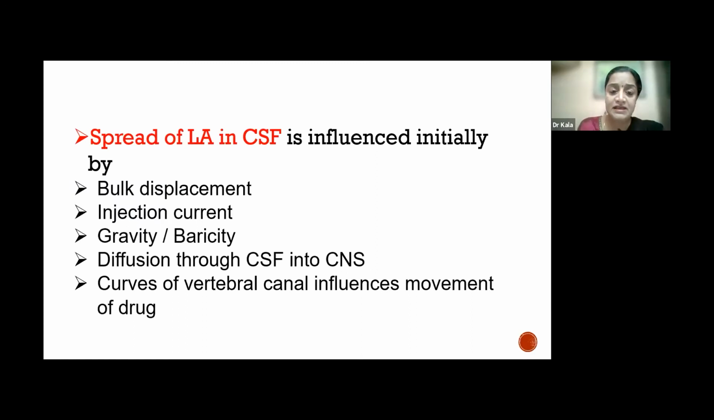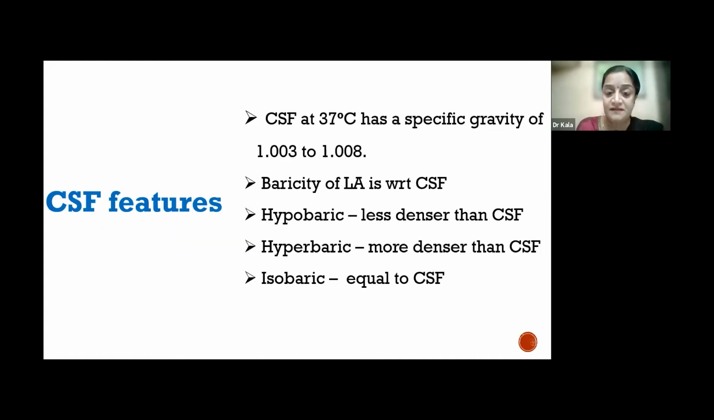Now, the spread of the LA in the CSF is influenced initially by the bulk displacement, the injection current used, and the gravity or baricity of the LA solution, and later on by the diffusion of the LA solution through the CSF into the central neuraxial system. The curves of the vertebral canal also influence the movement of the drug along the CSF.